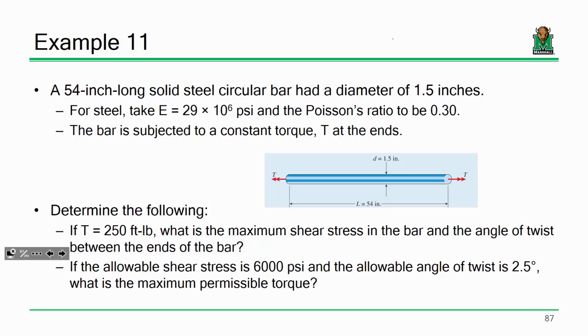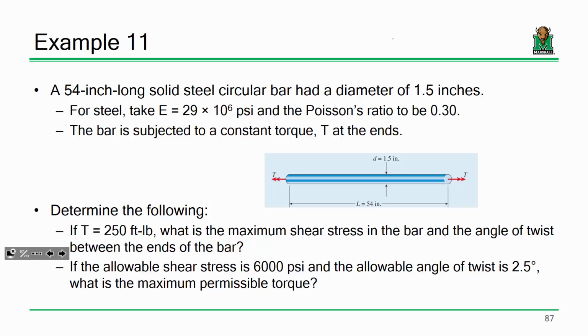The bar is subjected to a constant torque. So T is constant. Does J look like it's going to be constant? I mean, if I cut a section, am I going to get the same properties across the board? So what don't I need to do? I don't need any calculus, no integration. I've got a constant T, constant J, no need to integrate.